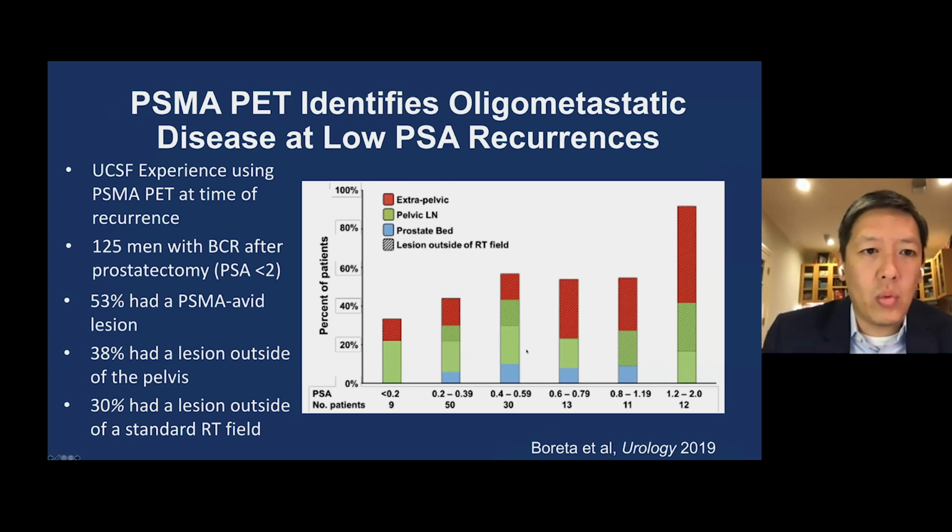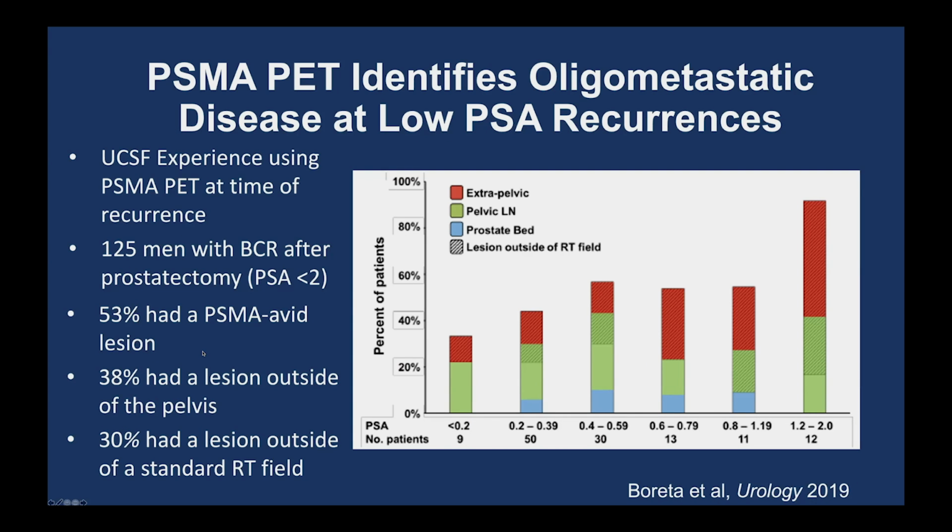And then, what I also want to point out is that, at UCSF, this is our experience with patients specifically with PSA recurrences after surgery. I want to point out that even at these low PSAs, not only did 38% of patients have a spot or a lesion of cancer outside of the pelvis consistent with metastatic disease, but 30% of these patients actually had a spot outside of what we would usually craft a standard radiation field around. So this imaging approach not only detects disease, but detects disease that probably will inform how we give radiation and hopefully improve the cure of patients.